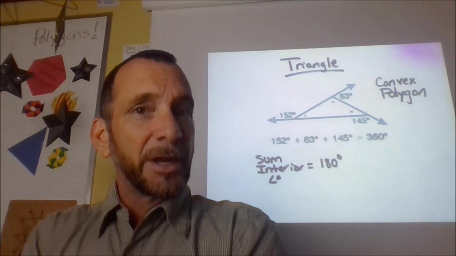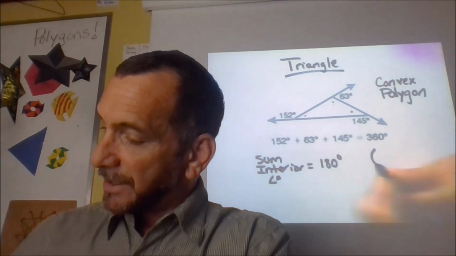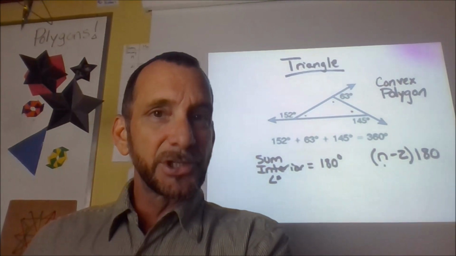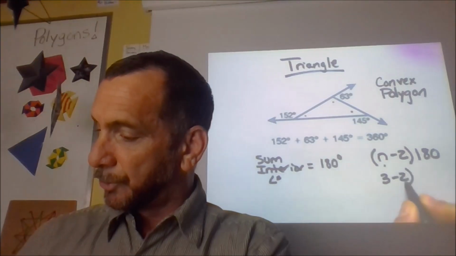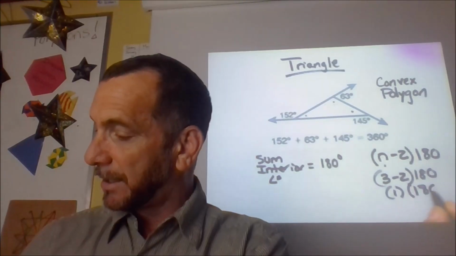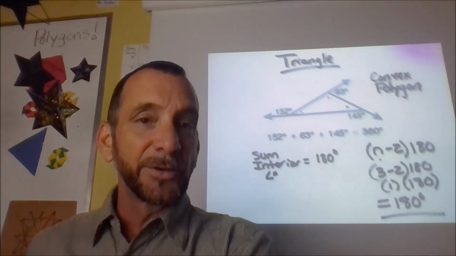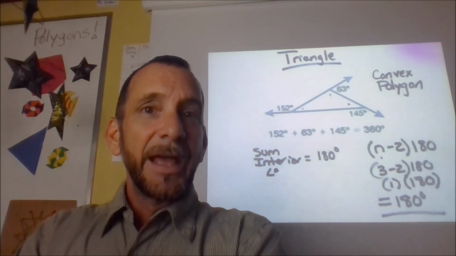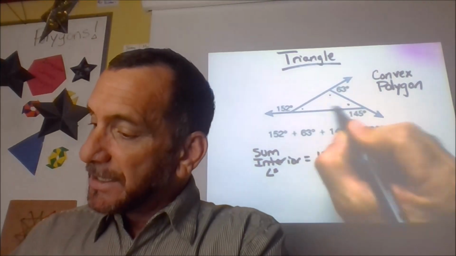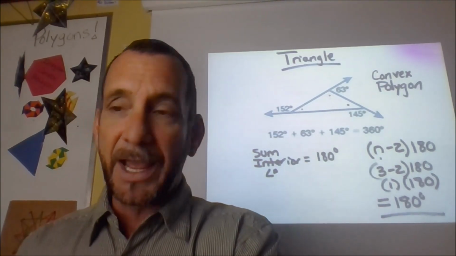Well, you could still plug it into that formula for the polygon angle sum theorem, and that's just n minus 2 times 180. How many sides does a triangle have? 3 minus 2 times 180. Look at that. 1 times 180 is 180 degrees. So this polygon angle sum theorem works as well as the triangle sum theorem. So that's just the interior angles for any convex polygon, and that worked for the triangle.